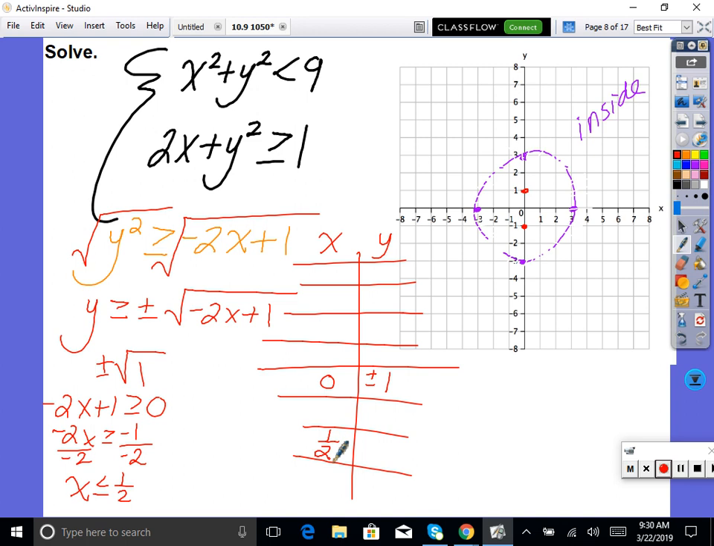Sure, let's plug in 1/2. So if we plug in 1/2, don't we get 0? Okay, so that'd be like our vertex. So over 1/2 of 0. All right, so now let's plug in a value below 1/2.